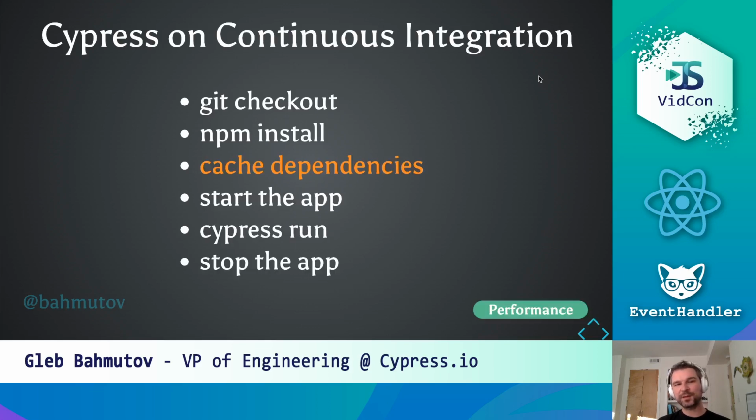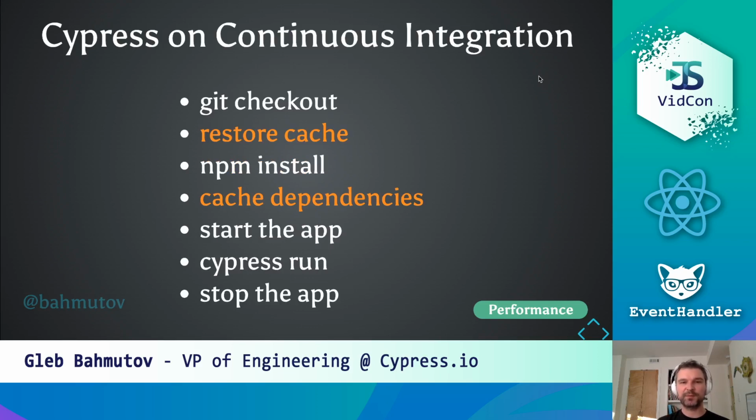But for performance reasons, you don't want to install dependencies over and over. After you install them the first time, you want to cache them. So next time, when you do the next build, you just restore this cache, npm install is instant because everything is already there, and then the next build is short.